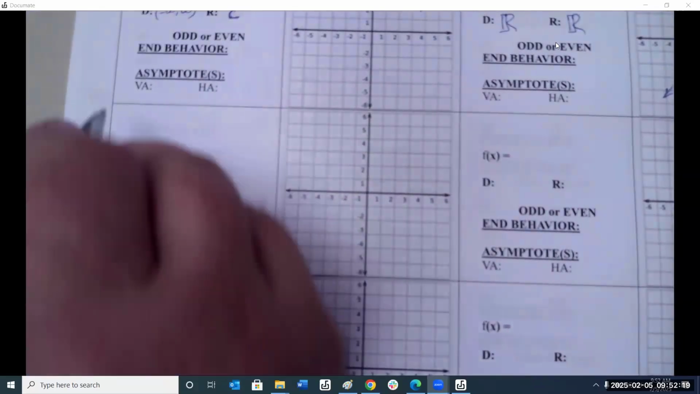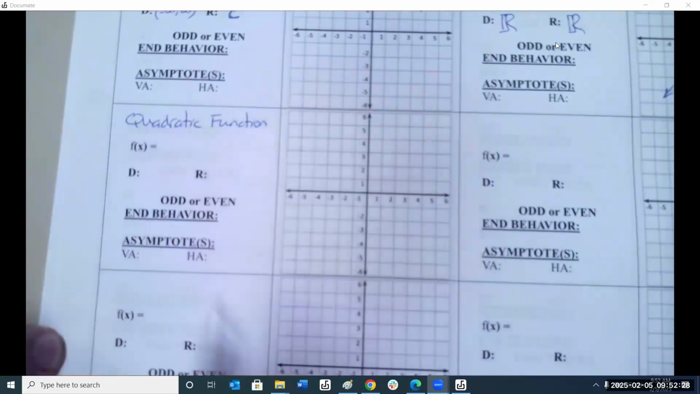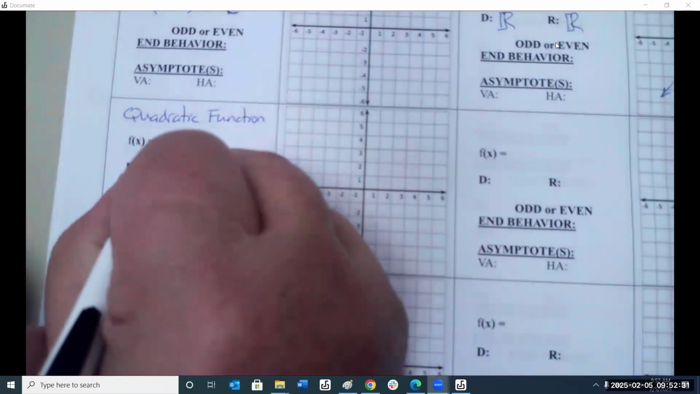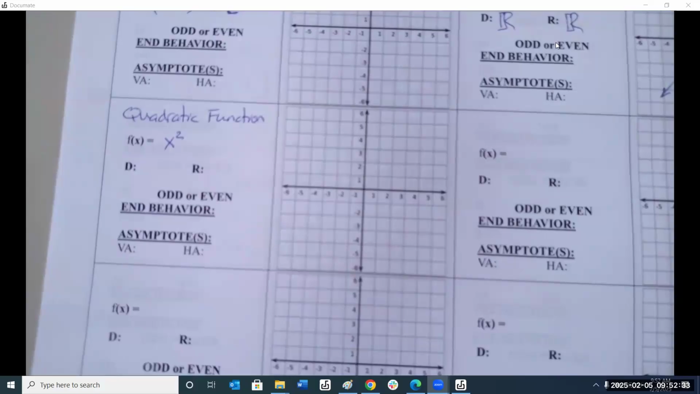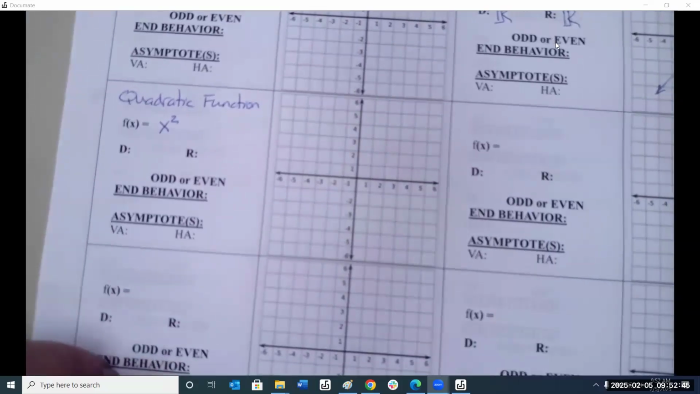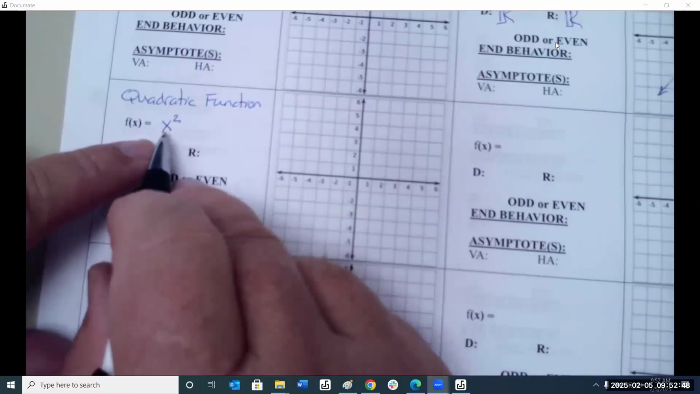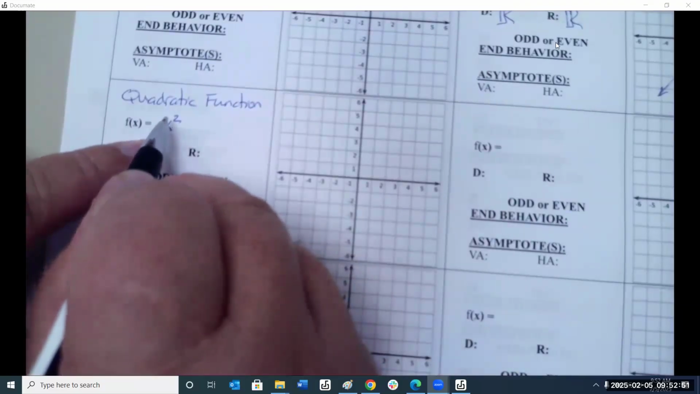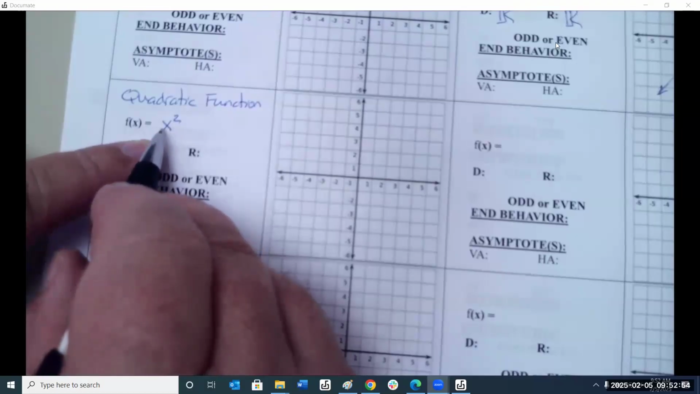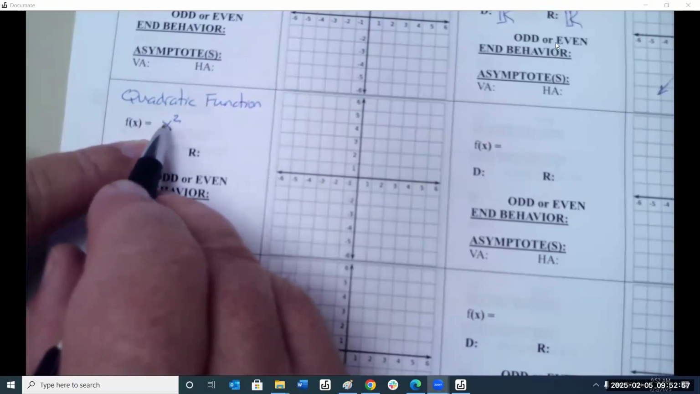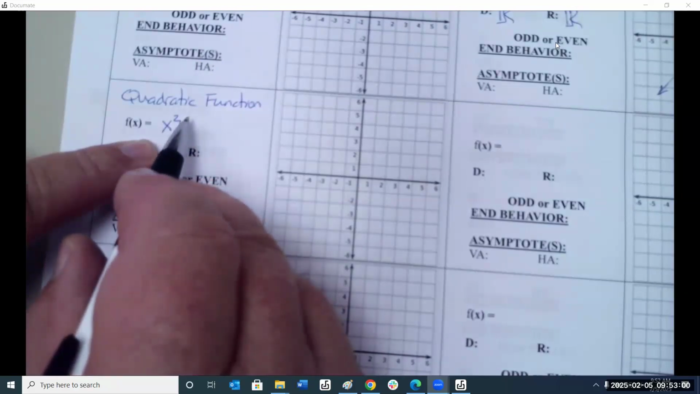The next one we call a quadratic function. That one looks like x squared, with a 2 on top of it. What happens here, whenever you square a number, can my x's be positive? Can I put positive numbers in there? So 2 squared is 4. Can I put 0 in there?